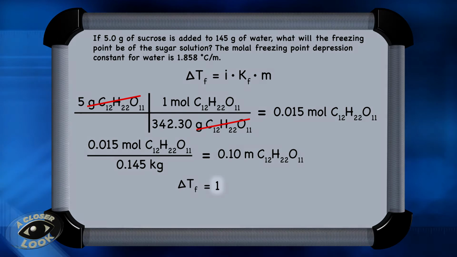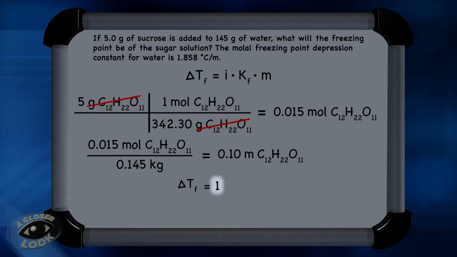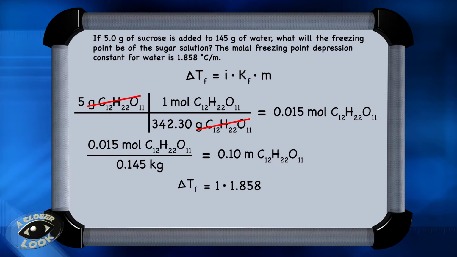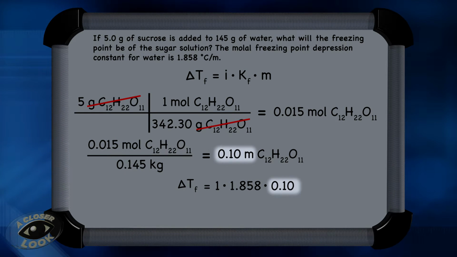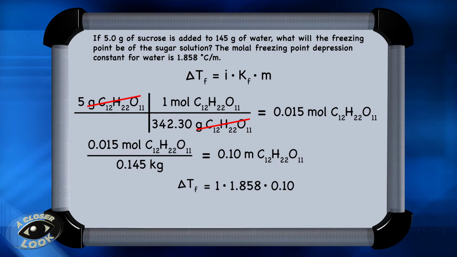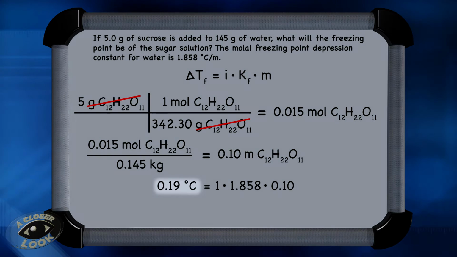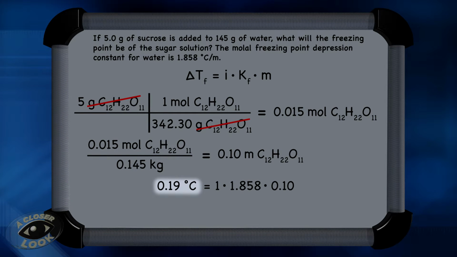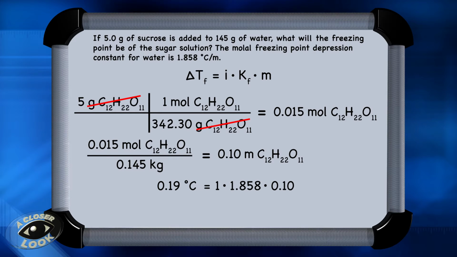Now we plug 1 in for the Van't Hoff factor, for i, and we plug in the 1.858 for the molal freezing point depression constant for water. Then we plug in the 0.10 for the molality, which we just calculated. And when we multiply these 3 values together, 0.19 degrees Celsius is going to be the delta T sub F, or in other words, the change in the freezing point, which is going to be depressed or lowered.